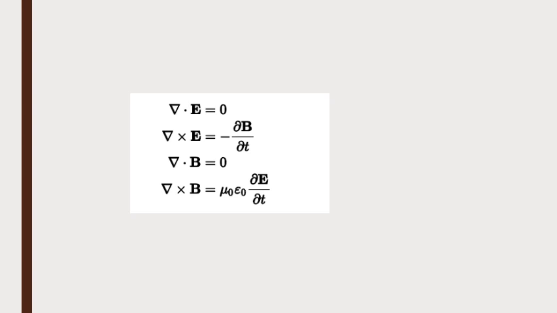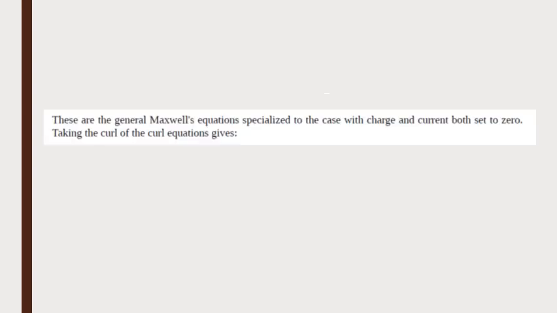And as there is no current there, one component is 0 in the amperes, and we have del cross B is equal to mu 0 epsilon 0 del E over del T. These are the four equations from where we are starting our journey. There are general Maxwell equations specialized to use with charge and current both set to 0. We have seen these equations in the previous slide.